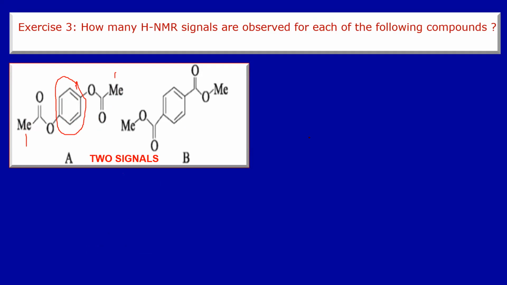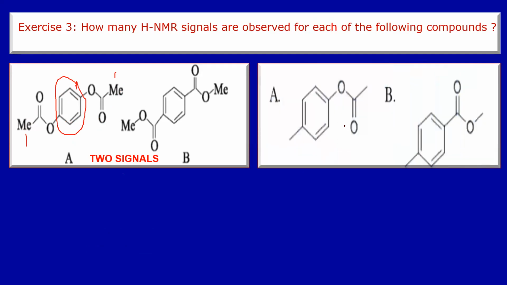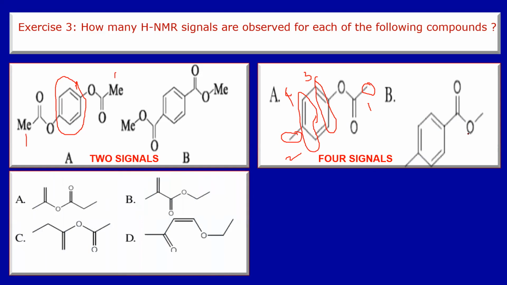Here also same. So look at here, one signal, second signal. So these two are different. Third signal. These two are different. Fourth signal. So therefore it will give you 4 signals. Similar to this compound, small difference. Chemical shift will be different for this.